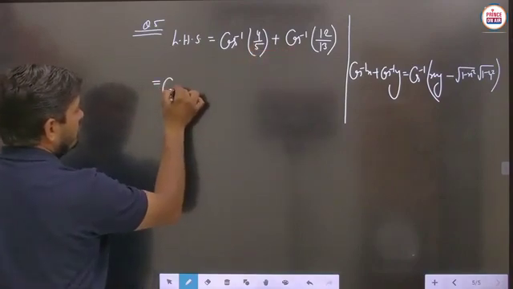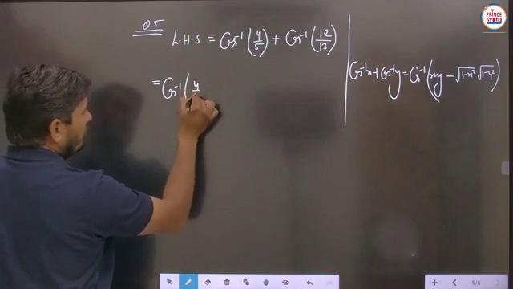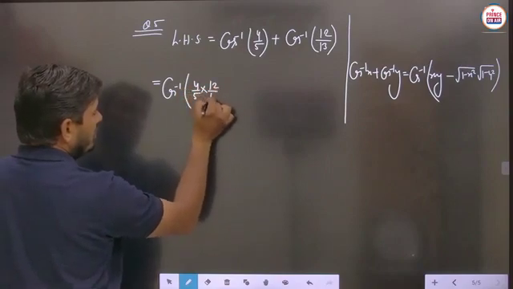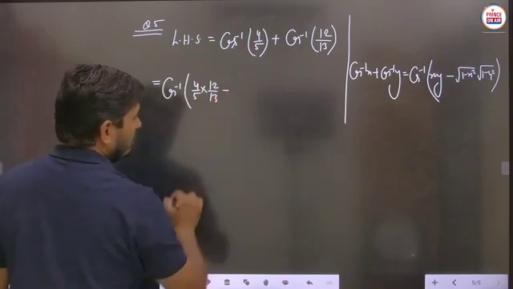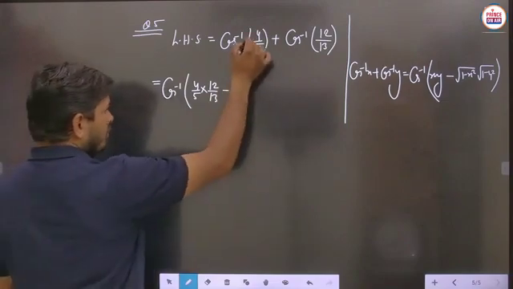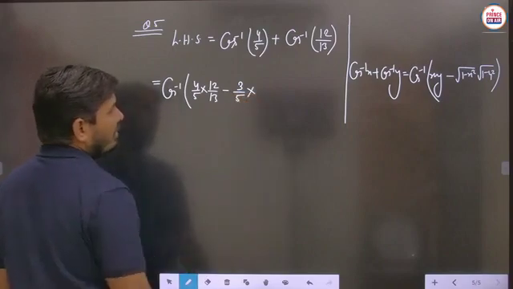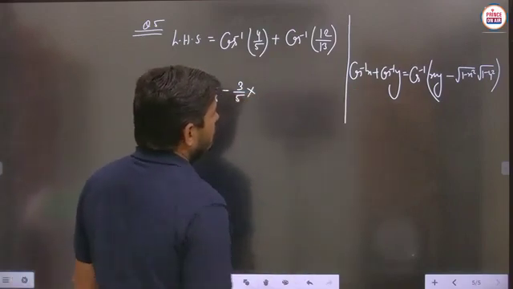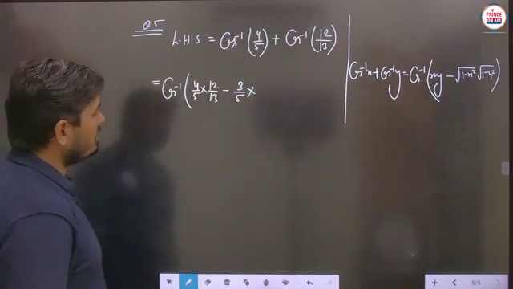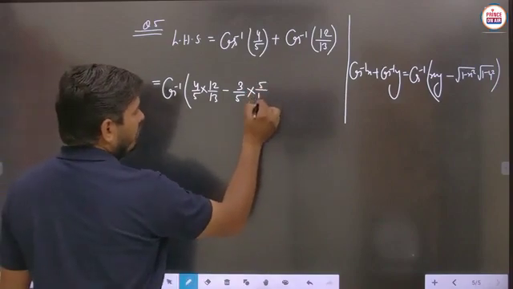So cos inverse, this is 4 by 5 into 12 by 13. This is xy minus under root of 1 minus x square. So 1 minus 16 by 25, so this will be 3 by 5, and here this is 1 minus 144 upon 169. So this is 5 by 13. It is 5 by 13.